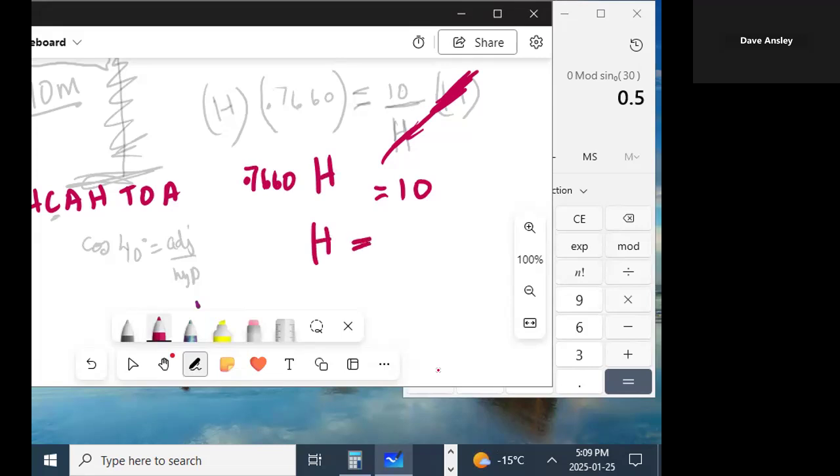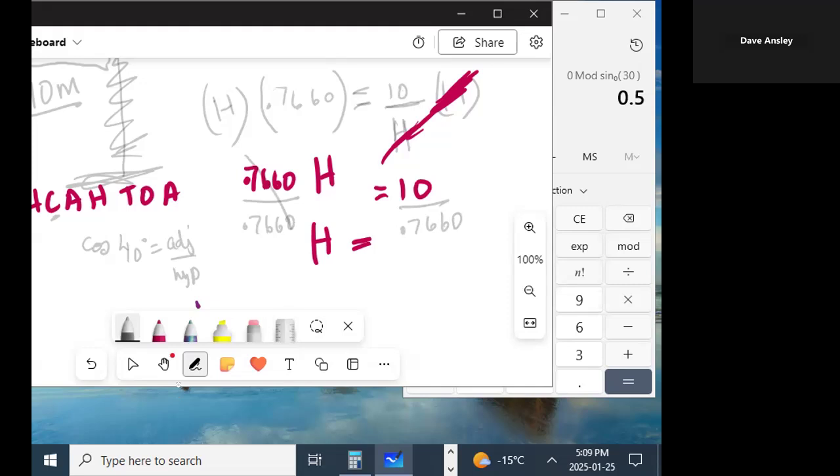How do you move it across? Do you just bring it across? Well, you have to do what you do to one side to the other. You're absolutely right. So I'm going to take that 0.7660 and divide both sides by 0.7660. I can't do something to one side without doing it to the other.